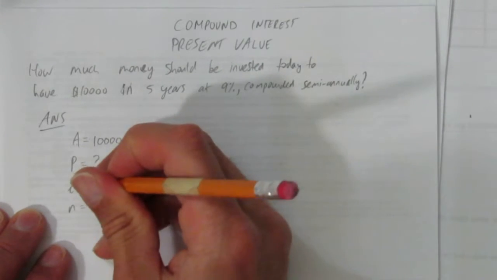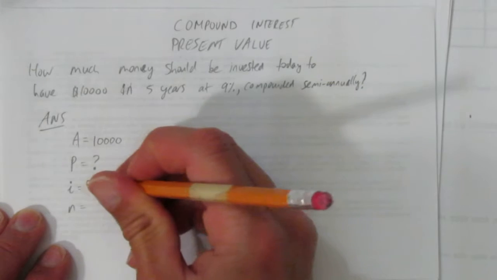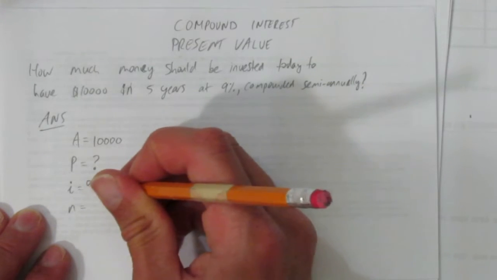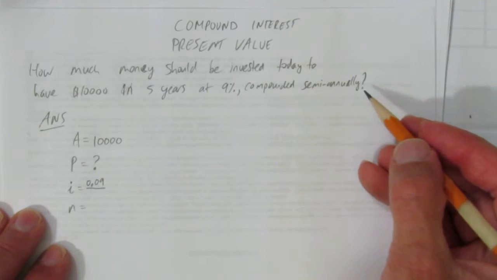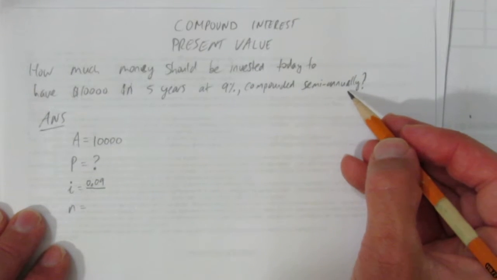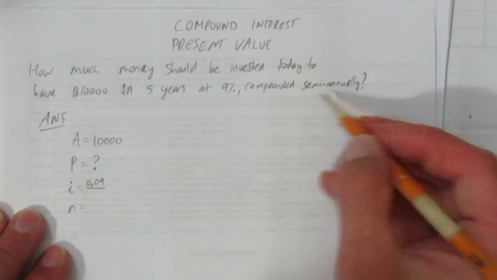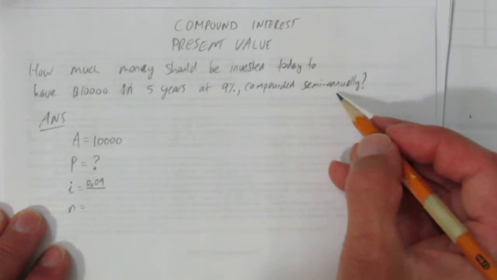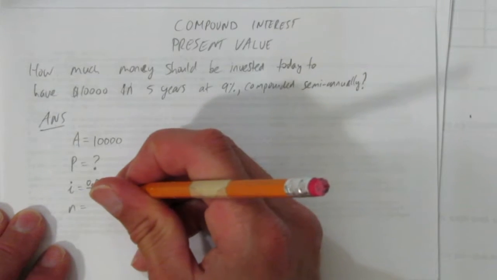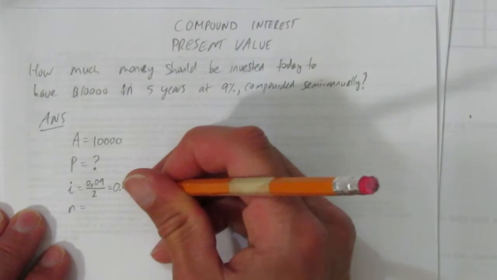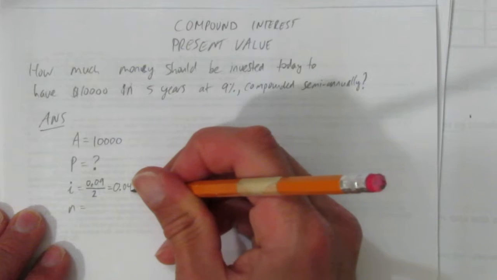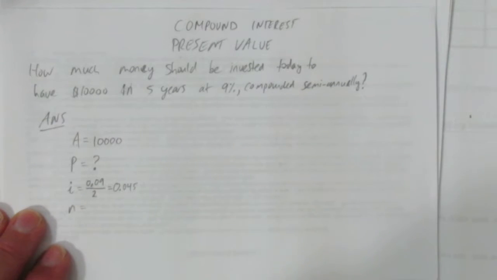What's my interest? Well, it's 9% as a decimal. That's 0.09 divided by, compounded semi-annually. Semi-annually means twice a year. You don't get 9% twice. You get 9% over the year, but split in half. So split 9% by 2. What's 9% split in 2? 0.045. You get 4.5% twice a year.